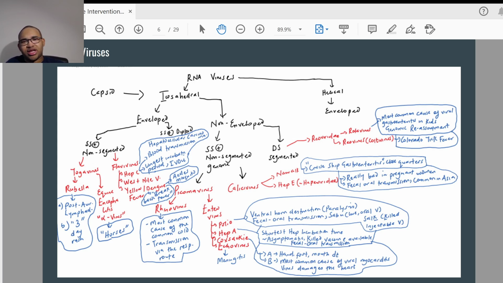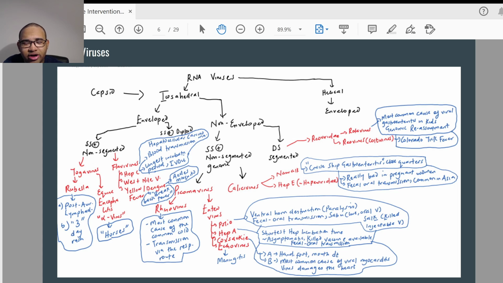So the way that it'll present on an NBME exam will be a person that recently had some upper respiratory symptoms, and now the person is short of breath, has a new S3 heart sound and whatnot, right? And then also under the enteroviruses, we have the echovirus, which tends to cause a viral meningitis. And then again, under the positive sense, non-segmented RNA viruses, the ones that are non-enveloped, we have the caliciviruses.